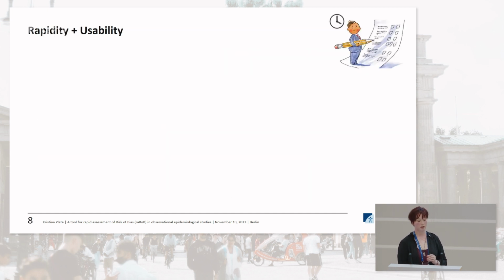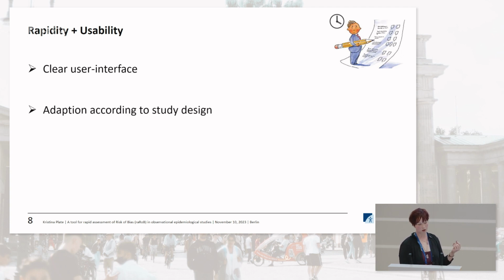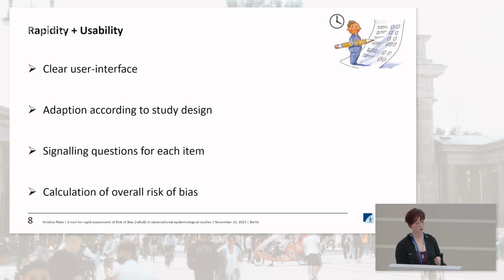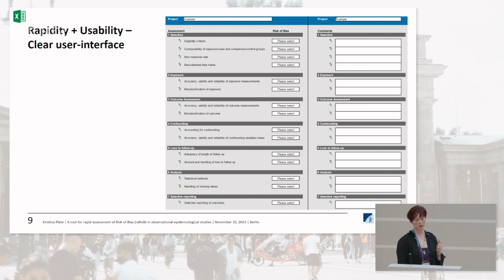So if we look at our rapidity and usability aim, we looked at different points here. We wanted to have a clear user interface that is easy to understand and to use fast. We wanted to have an adaptation according to study design, signaling questions for each item, and the calculation of an overall risk of bias.